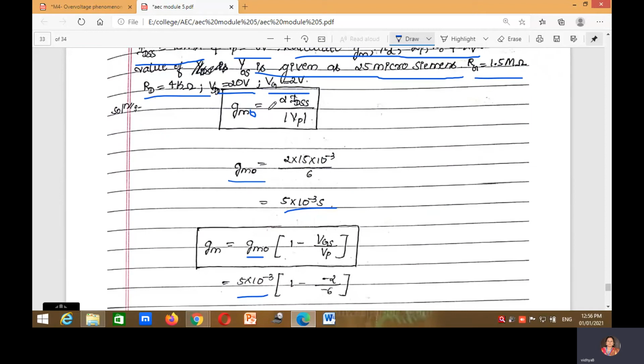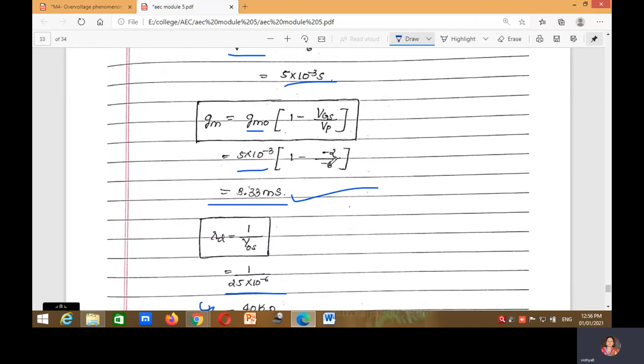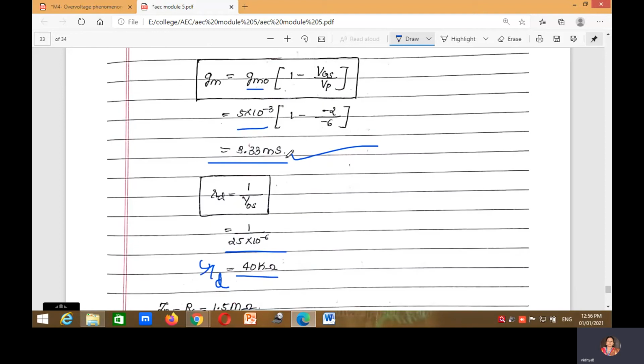gm naught is equal to 2 into IDSS divided by VP. We know the value of IDSS and VP. Substitute, you will get 5 into 10 to the power of minus 3 siemens. gm is equal to gm naught open bracket 1 minus VGS divided by VP. VGS value is minus 2 and VP value is minus 6. gm naught value is 5 into 10 to the power of minus 3. You will get 3.33 millisiemens.